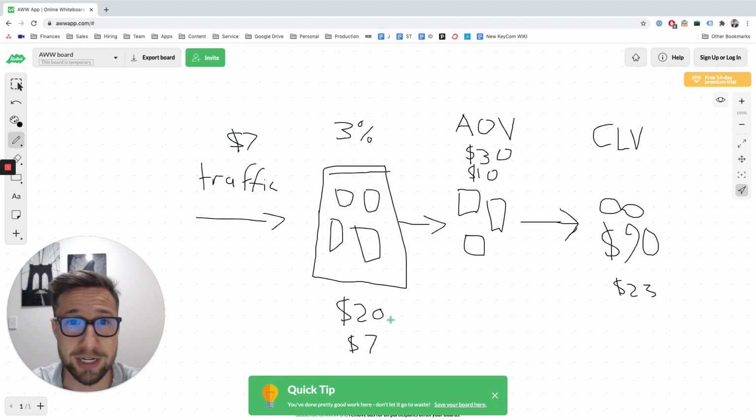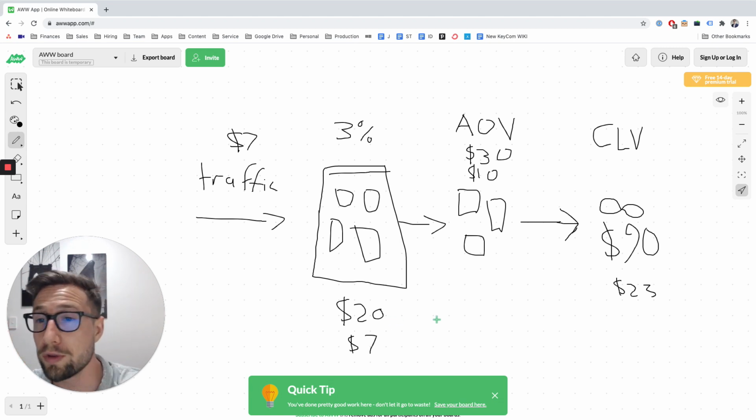If you're starting off much higher, like $60 to $100, and you increase the average order value and increase the customer lifetime value, you can see that it's like on steroids. It's going to just have such a bigger impact, all these adjustments.